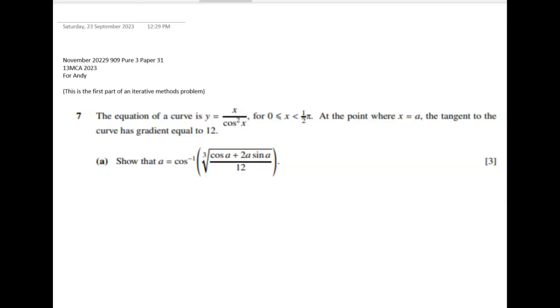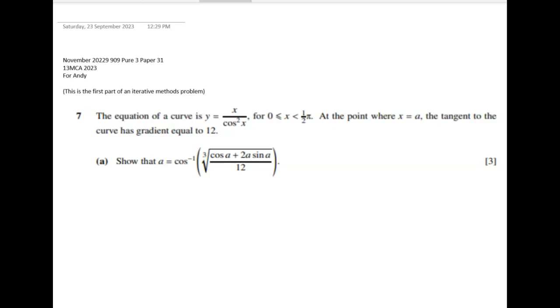This video is for Andy and it's a request for a question that is part of an iterative methods problem. I haven't done that part because that's the usual stuff where you've got to show a change of sign and then find the root of the equation. But the first part of it is quite a nice little bit of calculus and then some algebra.